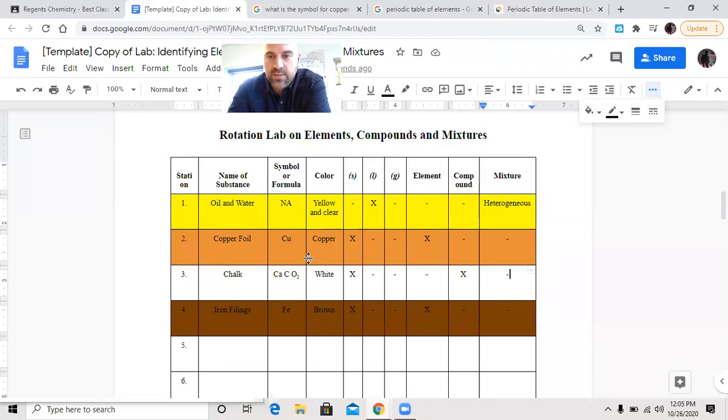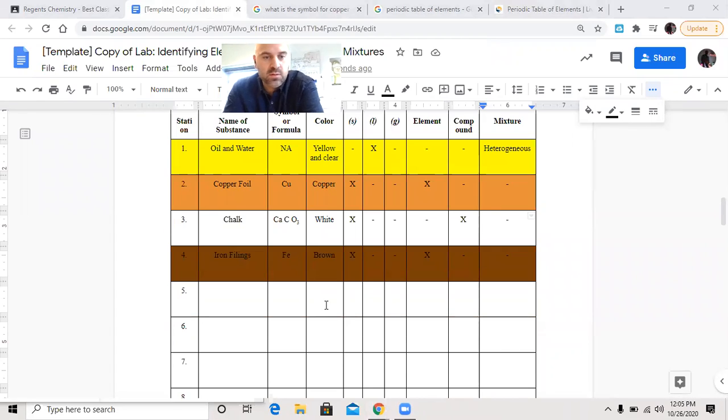Does anybody need time for stations 1 through 4? Anybody need more time? Good. I'm going to keep going. Station number 5, next one on up. This one is baking soda. Station 5 is baking soda.